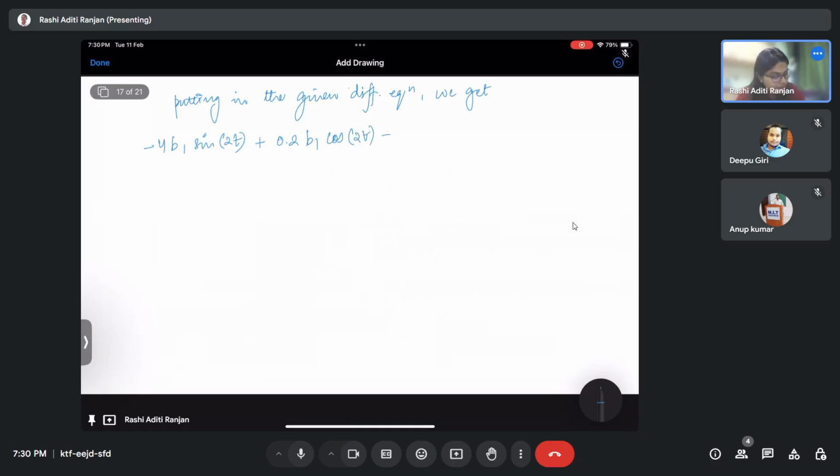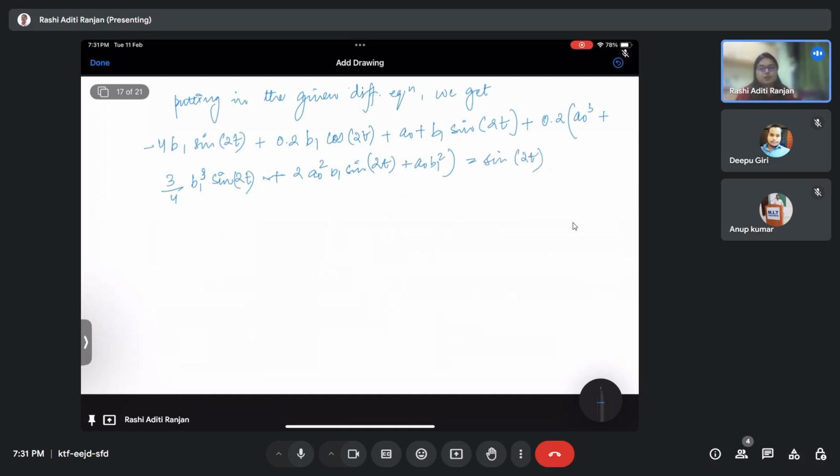Then we have a naught plus b1 sine of 2t plus 0.2 times a naught cube plus 3 by 4 b1 cube sine of 2t plus twice of a naught square b1 sine of 2t, a naught b1 square, and this will be equal to sine of 2t, which is given in the expression.